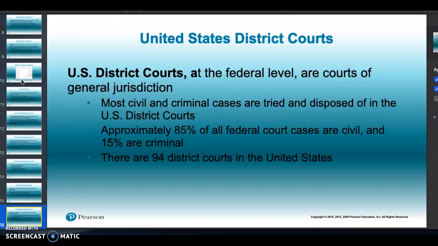The district courts at the federal level hear general jurisdiction cases. Most criminal and civil cases are tried and disposed in the district courts. 85% of the cases are civil, 15% are criminal. And there are 94 district courts in the U.S.